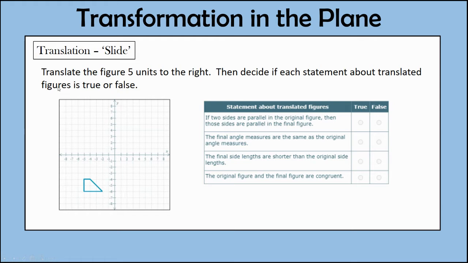Okay, so the first example here says, translate the figure 5 units to the right, and then decide if each statement about the translated figures is true or false. Okay, so first of all, if I'm going to move this pre-image 5 units to the right, the first thing I want to do is move it by its vertices. I'm not going to try to move every point along it, just move it by its vertices.